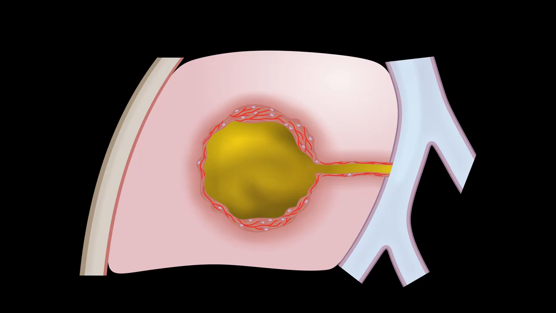So we now have an abnormal connection between a lesion, the abscess, and a natural surface, and this is known as a sinus. And this sinus can allow pus to drain out from the abscess into the airway, which can then be coughed out, and it allows air from the airway to enter the abscess, forming an air fluid level.